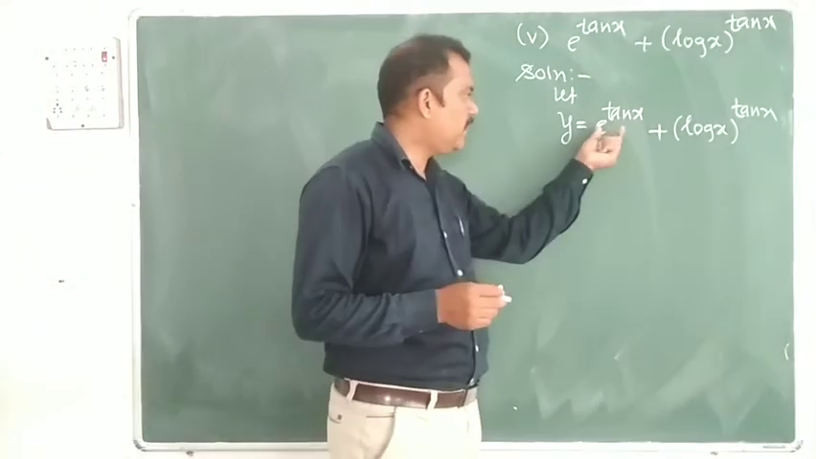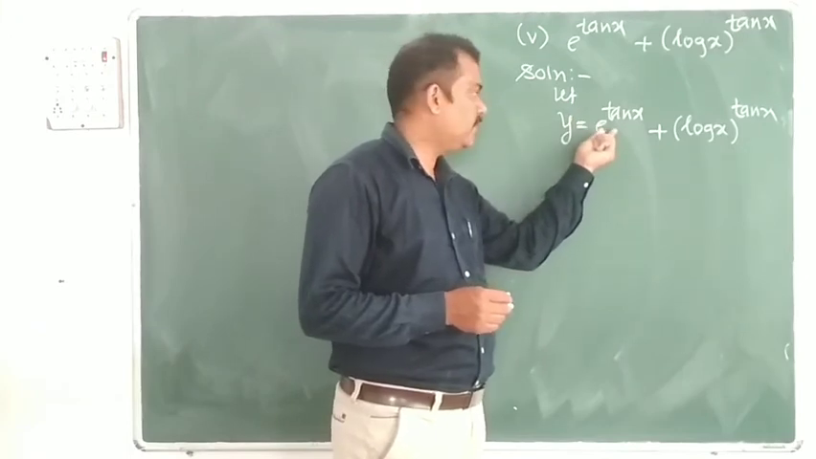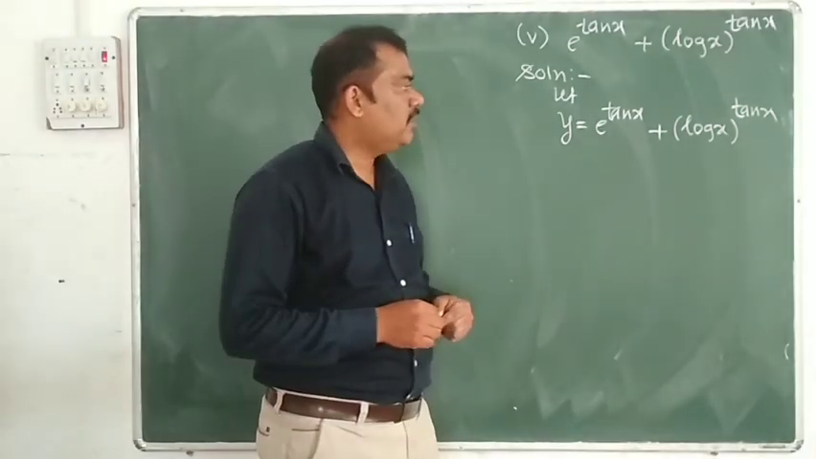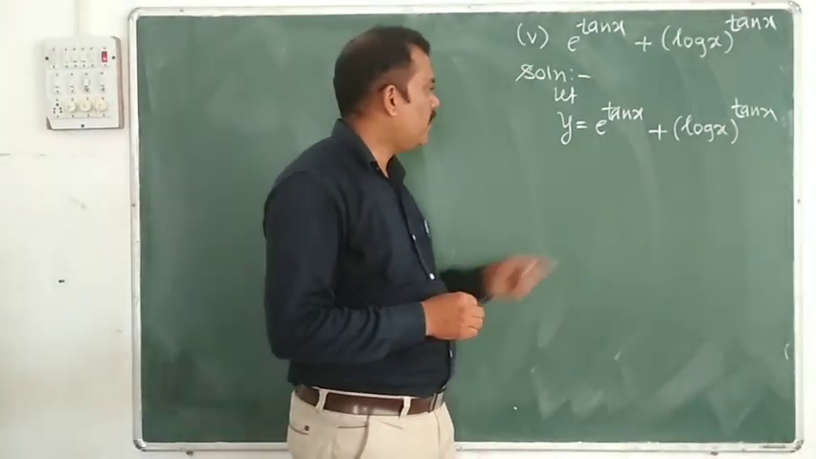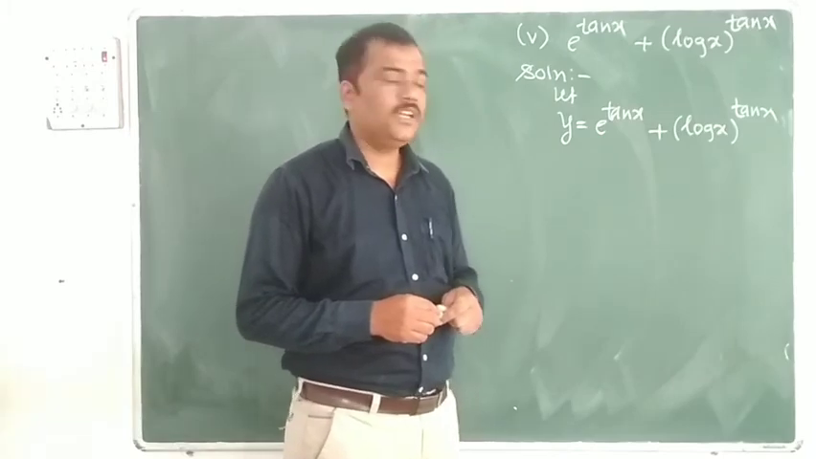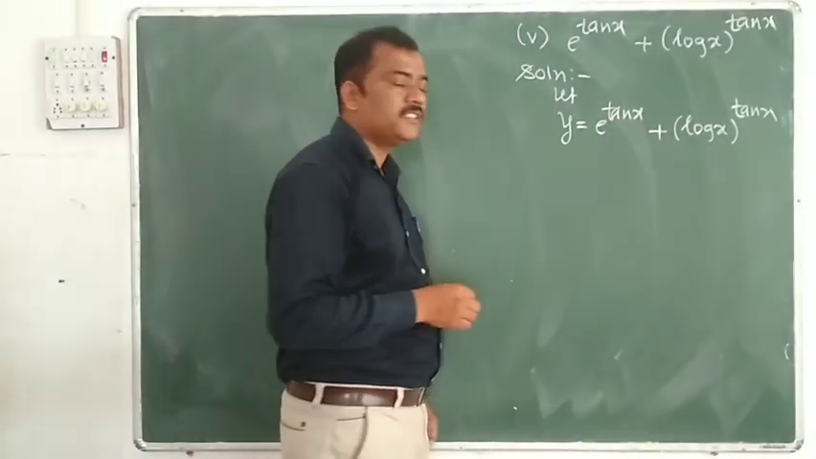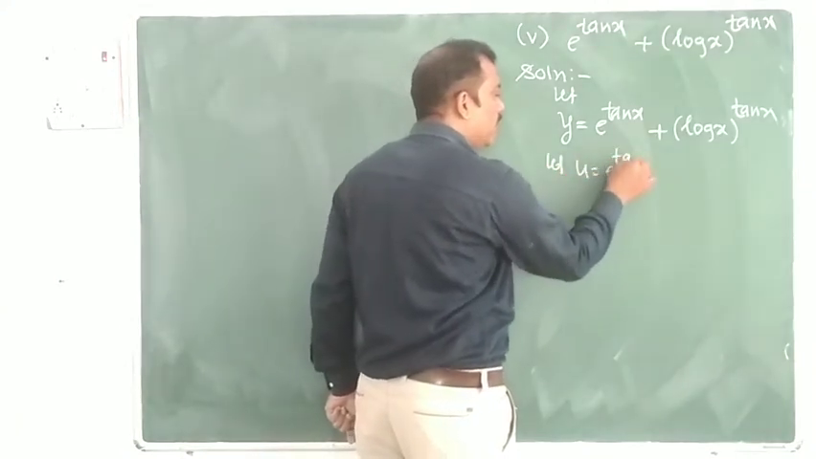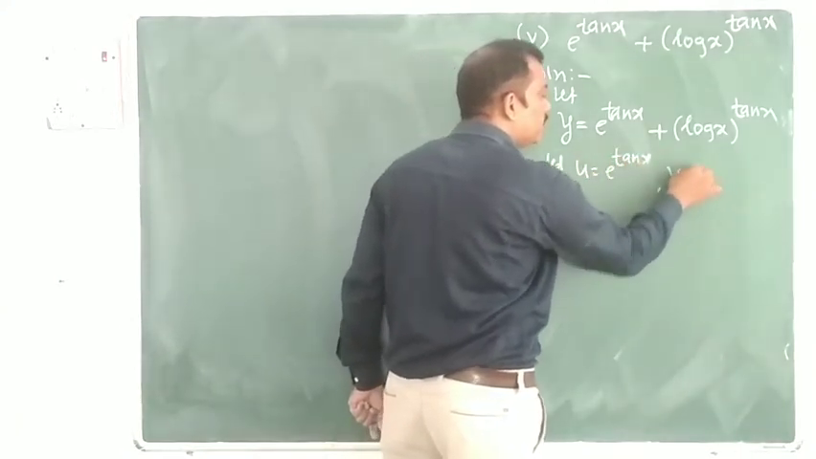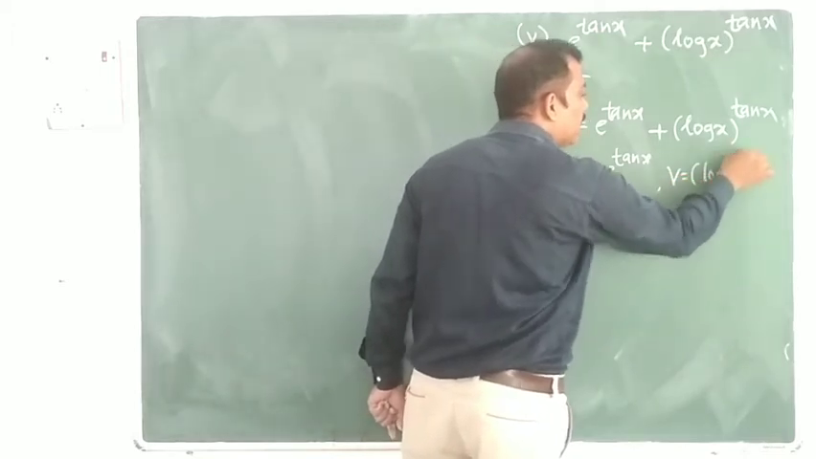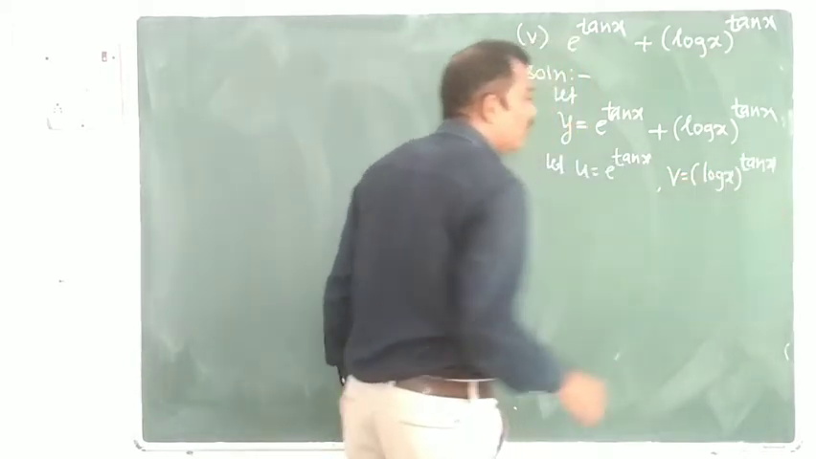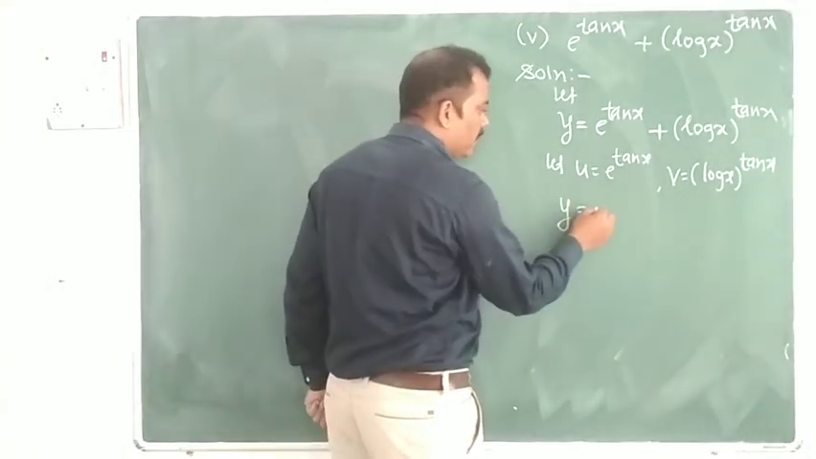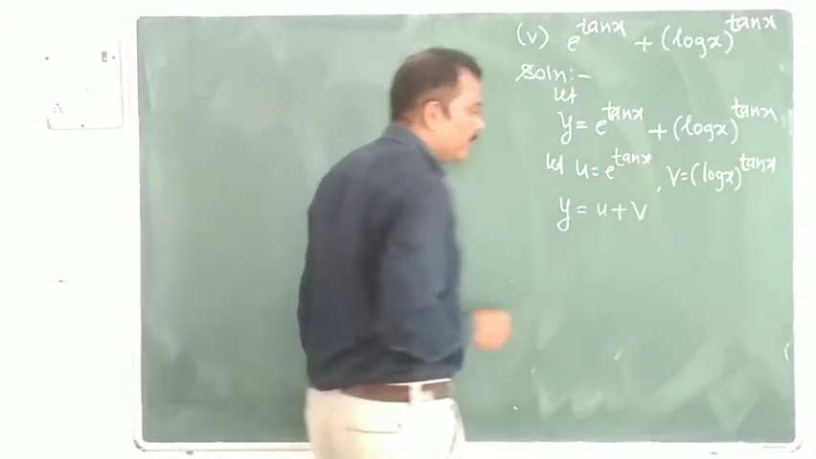So we have to separately find the derivative of the first function e raised to tan x. We have to separately find the derivative of log x raised to tan x. Okay, so we have to consider u is equal to e raised to tan x and v is equal to log x raised to tan x. So let u is equal to e raised to tan x, v is equal to log of x raised to tan x. Okay, therefore what is y? y is equal to u plus v.